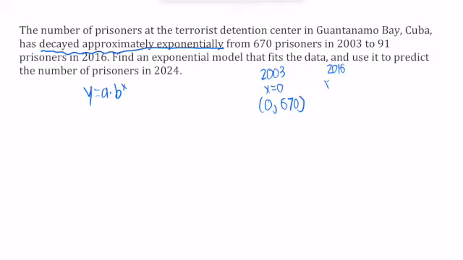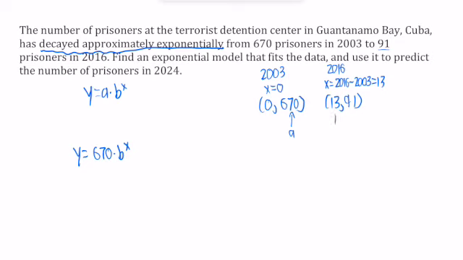Then for 2016, our x value is going to be 2016 minus that starting year of 2003, which is 13. So our point here will be 13, 91. Like that. The reason why we picked 2003 to be our starting year is that now we already know what we need for a. A in our equation will be 670. So we can say y equals 670 times b raised to the x.